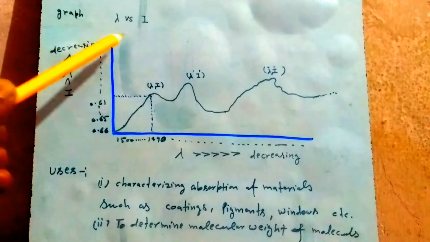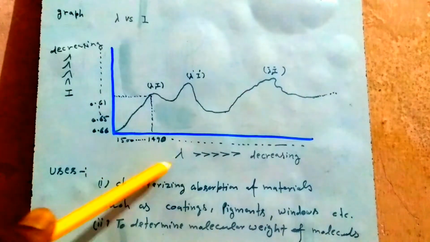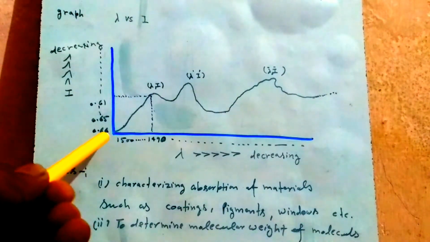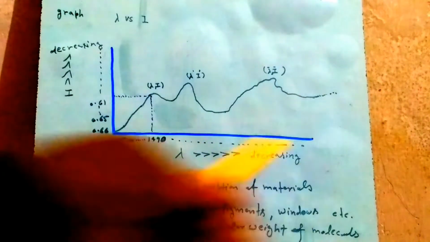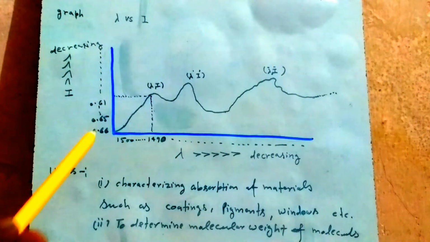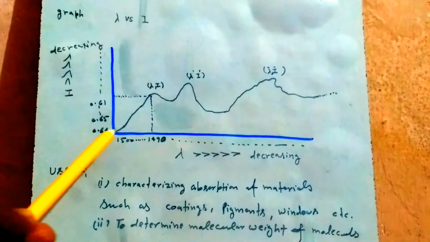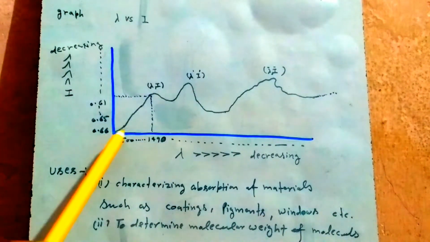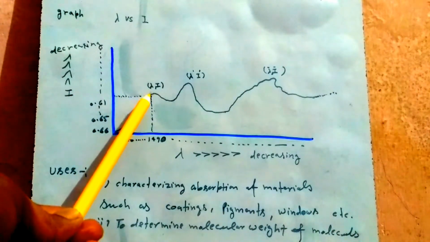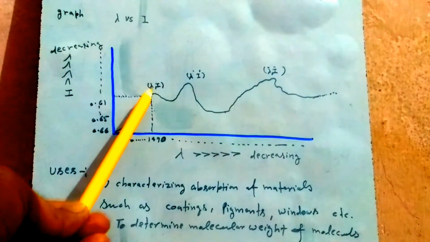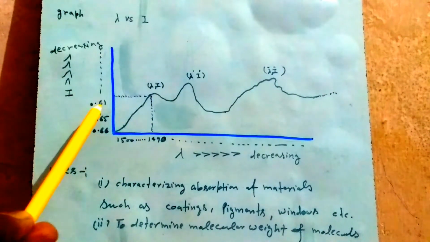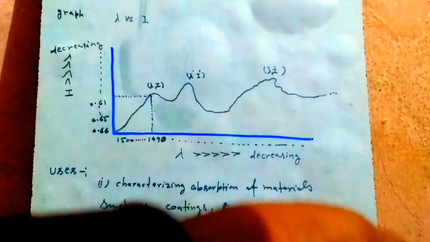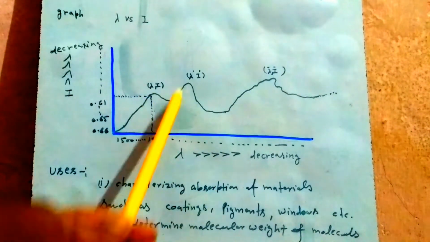This is the graph of wavelength and intensity, where on the base we have the wavelength and on the perpendicular axis we have the intensity. As we move toward the right, the wavelength is decreasing, and as we move upward, the intensity is decreasing. At this point we get lambda max, at the intensity 0.61 and the wavelength 1490. And as we pass further through the wavelength, we get these peaks.